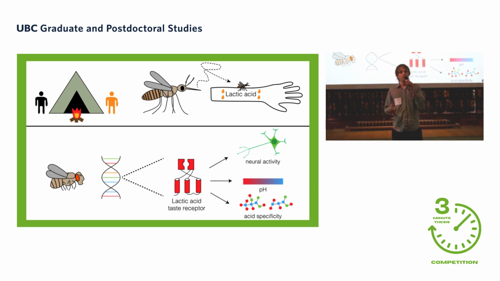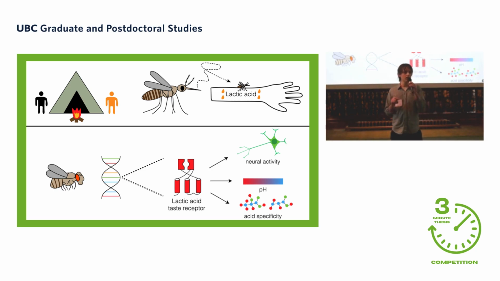So our lab has identified what we think is a candidate taste receptor for lactic acid. When we mutate this receptor, or remove it, we see that flies actually avoid lactic acid when they're normally very preferential to it. During my thesis, I'm aiming to characterize exactly how this receptor works.